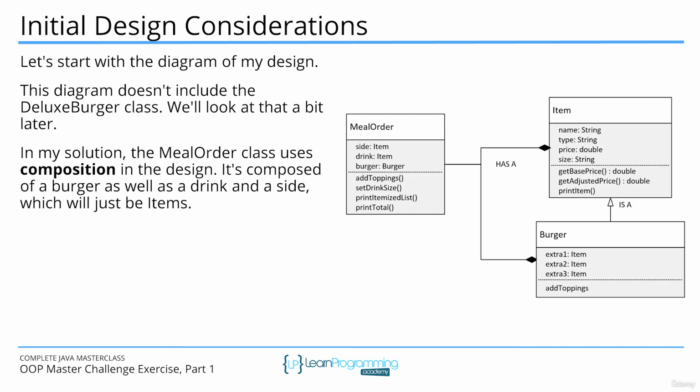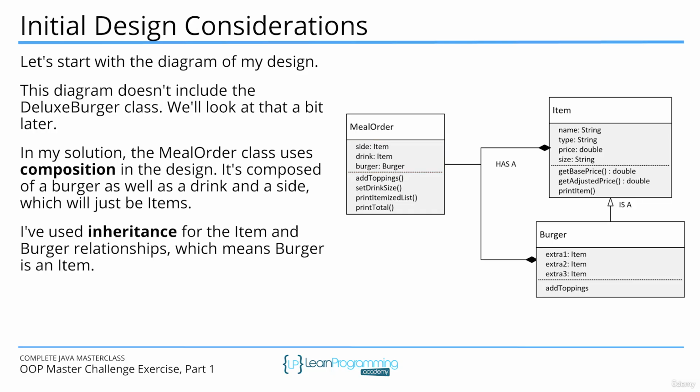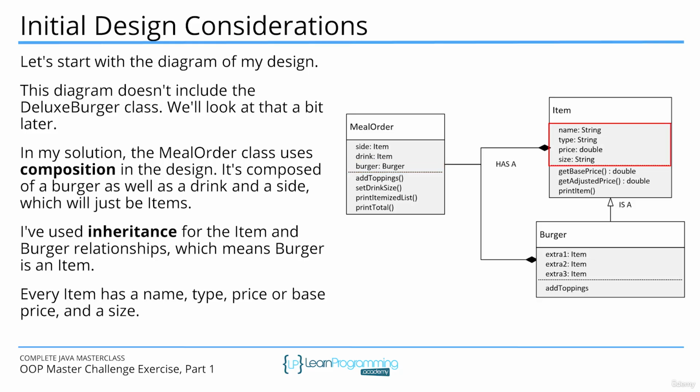In my solution, the meal order class uses composition in the design. It's composed of a burger as well as a drink and a side, which will just be items. These are all really items, although I specialize the burger class. I've used inheritance for the item and burger relationships, which means burger is an item. Every item has a name, type, price or base price, and a size.